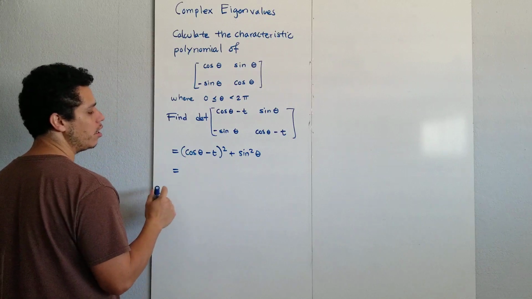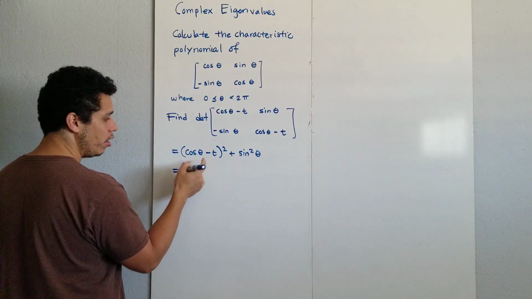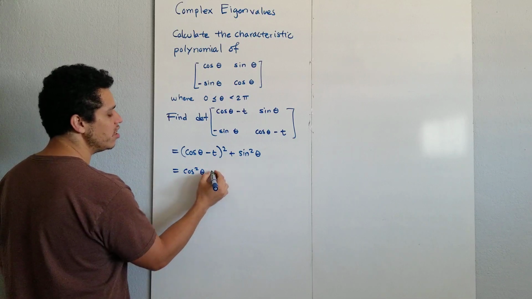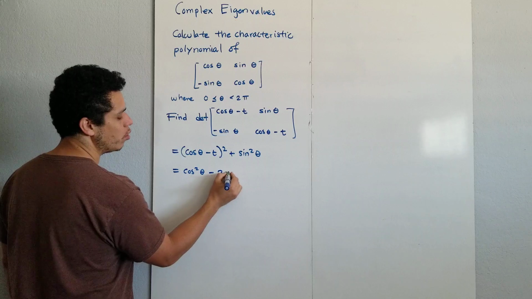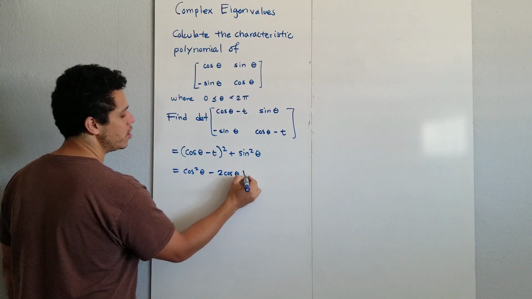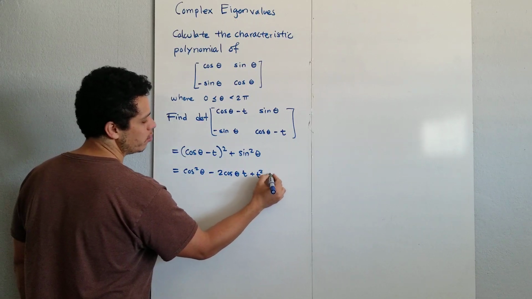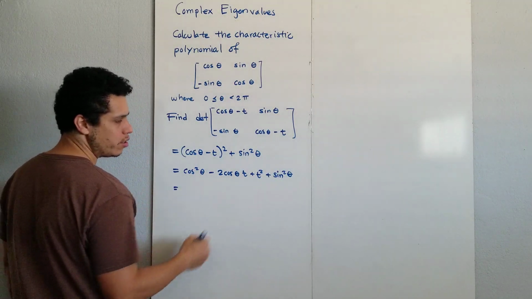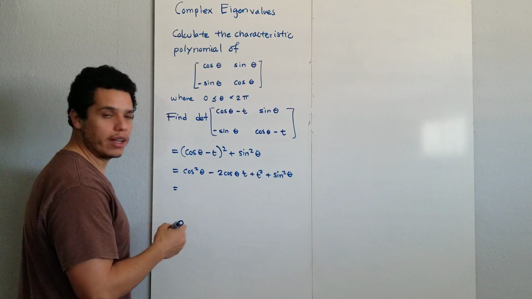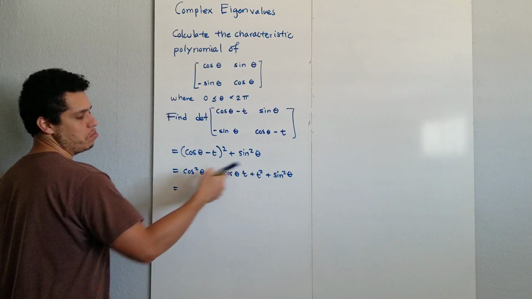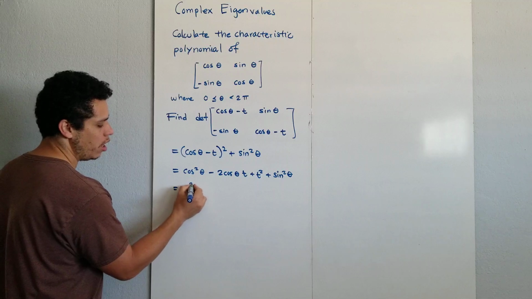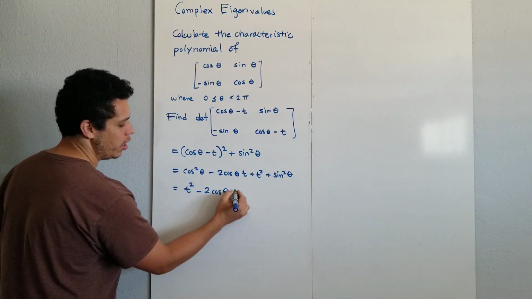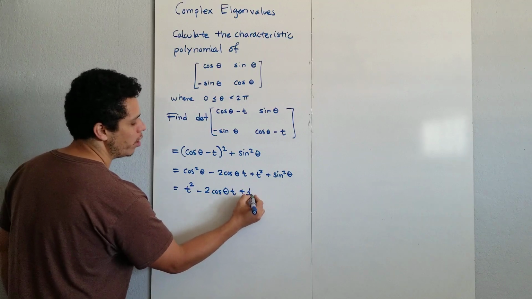Well, let's see. For this case, I expand it, so cosine squared theta minus 2 cosine theta t plus t squared plus sine squared. Well, combining these two into the known trigonometric identity and then rearranging the terms, I can write it as t squared minus 2 cosine theta t plus 1.